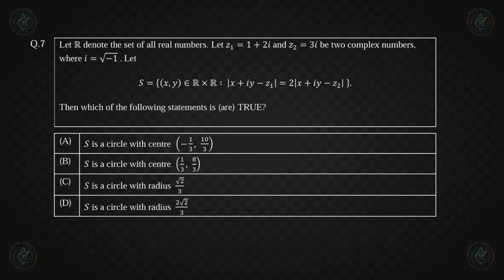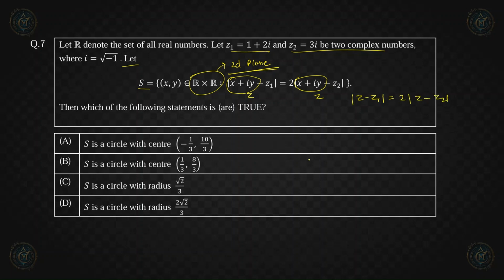Let R denote the set of all real numbers. Let Z1 equal to 1 plus 2i and Z2 equal to 3i be two complex numbers. Then let S be the set of (x, y) belonging to R times R, that means this is the 2D plane, such that this is nothing but Z. So if we write |Z minus Z1| equal to 2 times |Z minus Z2|, then which of the following statements is or are true?